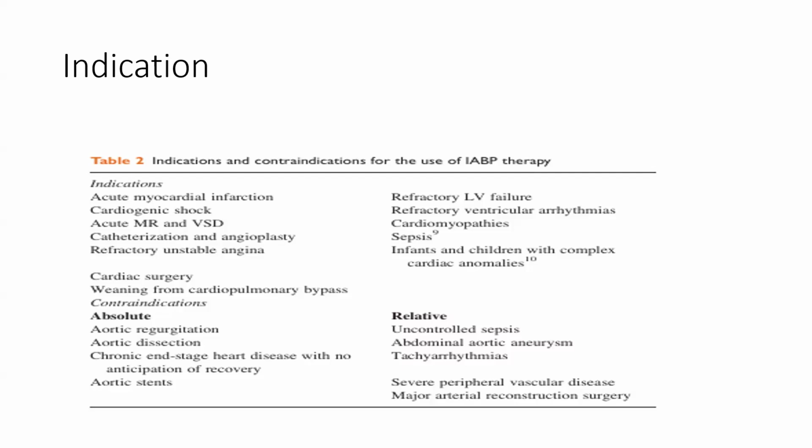Contraindications: absolute contraindications include aortic regurgitation, aortic dissection, chronic end stage heart disease with no anticipation of recovery, and aortic stent. And relative contraindications are uncontrolled sepsis, abdominal aortic aneurysm, tachyarrhythmia, severe peripheral vascular disease, and major arterial reconstruction surgery.